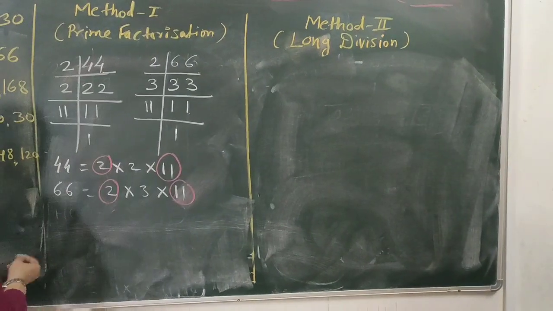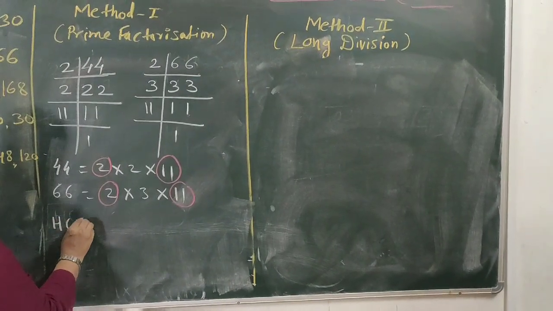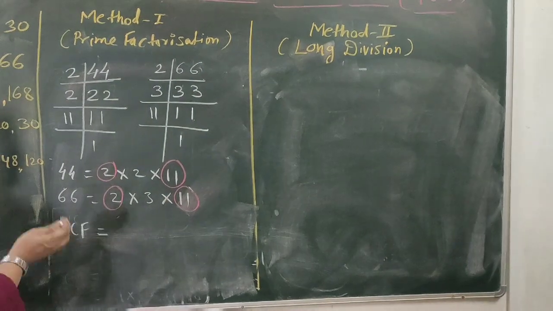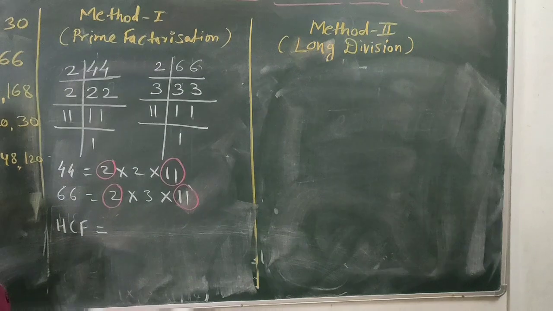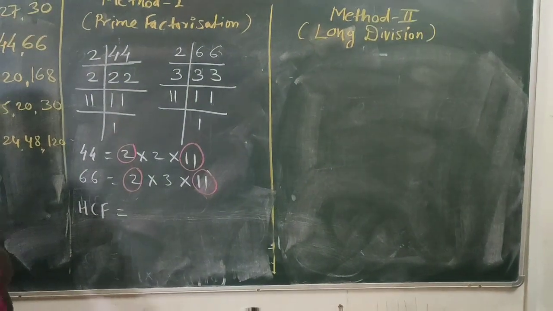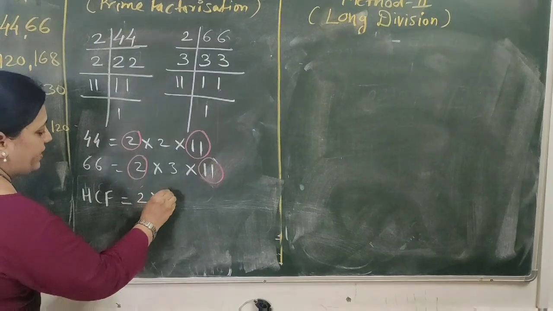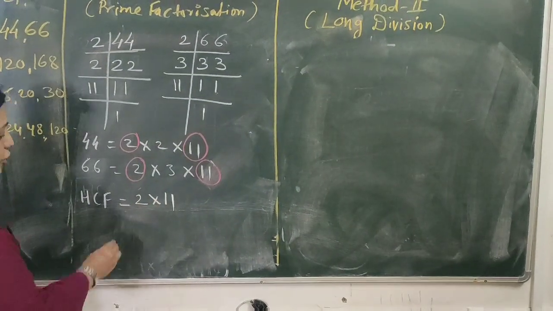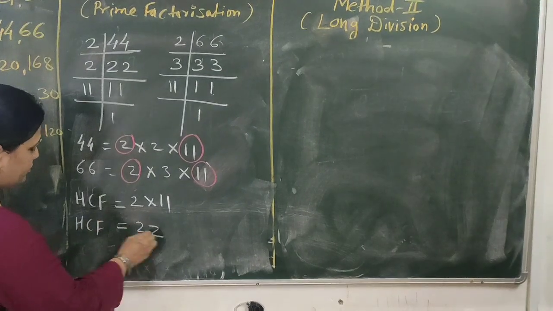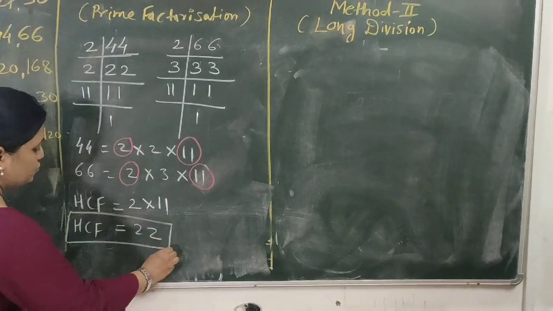Okay children, so what will be our SCF here? I told you when more than one common factor is there, we have to multiply them. We have to find the product and that product will be our SCF. So 2 is a common factor, and 11 is also a common factor. So SCF is equal to 11 2s are 22.